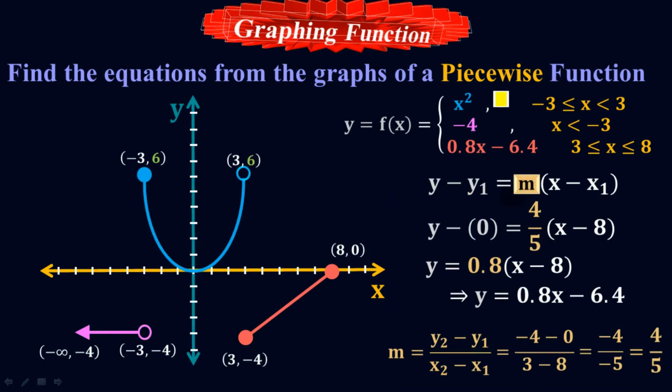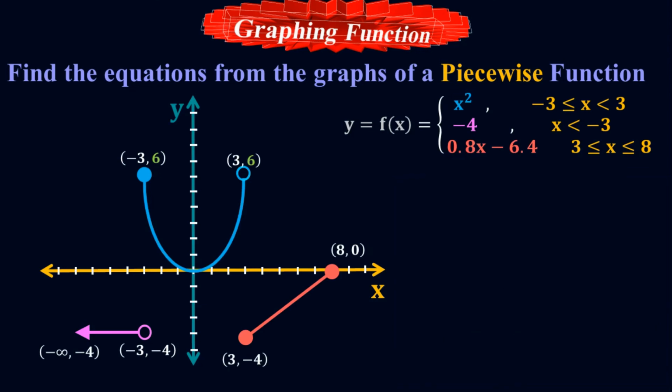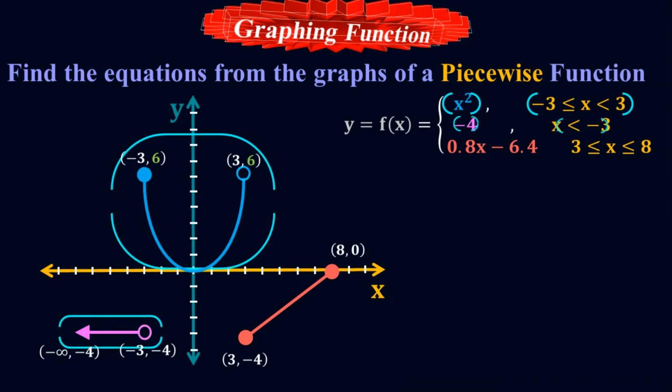That's how I derived these three equations from these three pieces of the graph. The first one is x squared, which is a parabola. The second one is negative 4. The third one is 0.8 times x minus 6.4. The border value is not an issue as long as you have the x-coordinates and y-coordinates of the points. You can easily identify these conditions along the x-axis. So that's how you derive the equations for a piecewise function if different pieces of the graph have been given, like I did here. For this piece I got a parabola. For the second piece I got negative 4. For the third piece I got this equation.